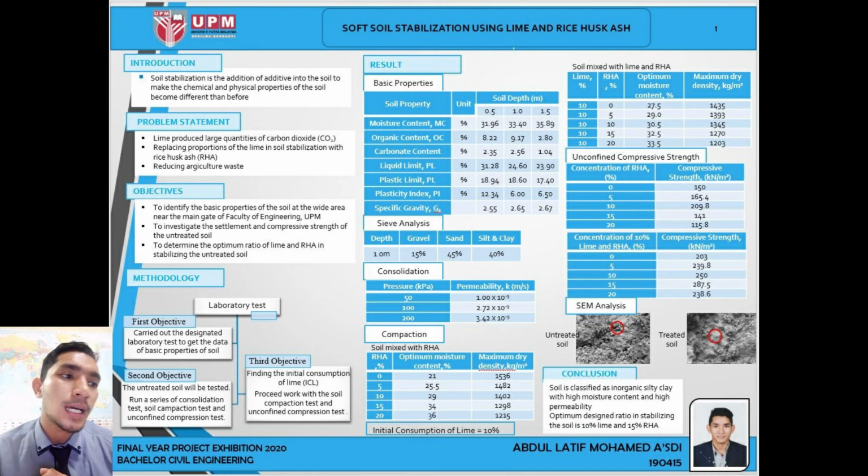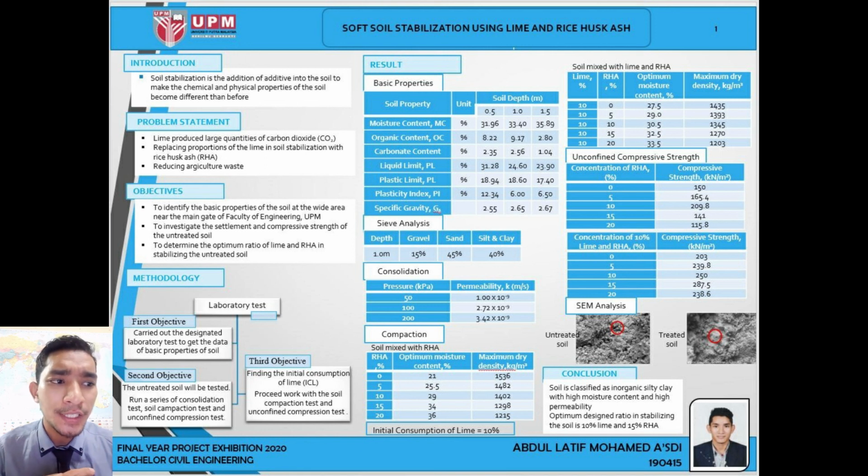Finally, I did the SEM analysis, comparing the natural soil and the treated soil with 10% of lime and 15% of RHA. As you can see in the figure, the untreated soil has high porosity between the mixture, while in the treated soil, silica fills the porosity of the mixture. That's why it makes the strength of the soil become high.